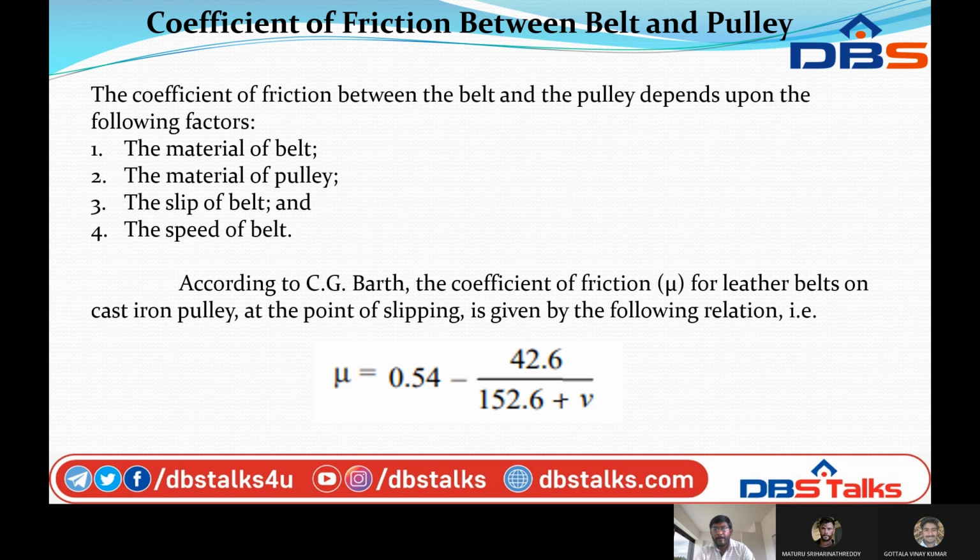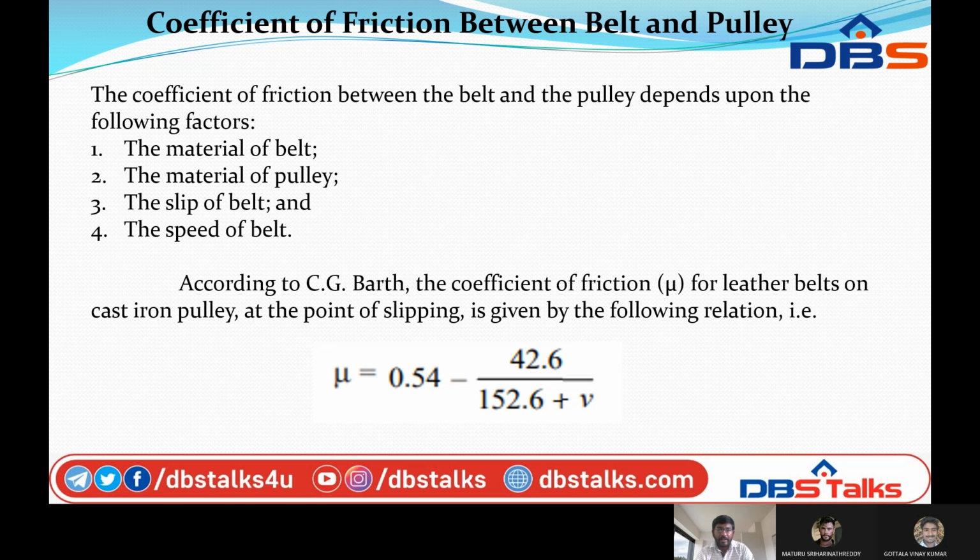Coefficient of friction between belt and pulleys. The coefficient of friction between the belt and pulley depends upon the following factors: the material of the belt, the material of the pulley, the slip of the belt and the speed of the belt. So these are the four factors considered in the coefficient of friction between the belt and pulleys.